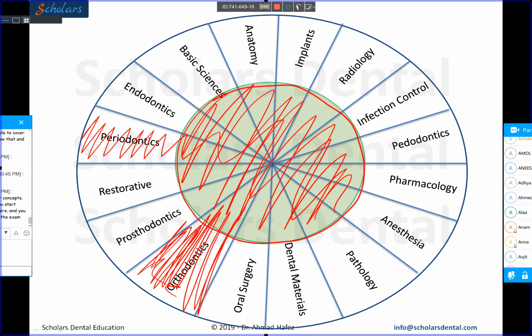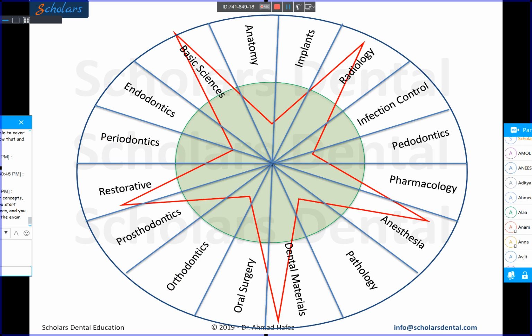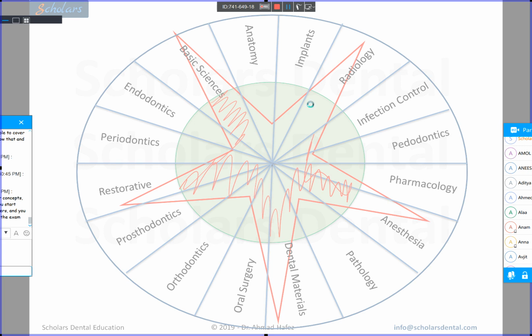Okay, let me show you how the questions in the exam actually come. They come like this. So let's just show you. This shows you that most of the questions come from the green area. You see? So as long as you know the green area, you're going to answer most of the questions.